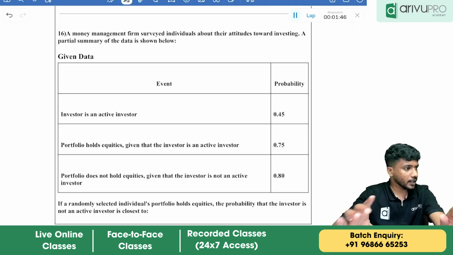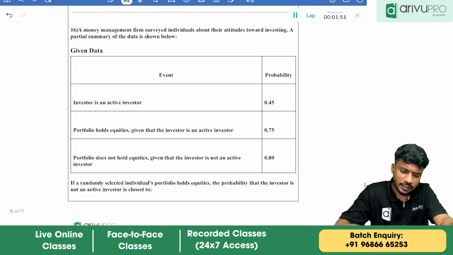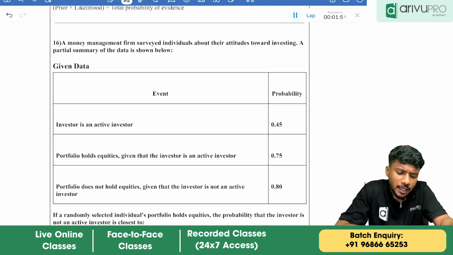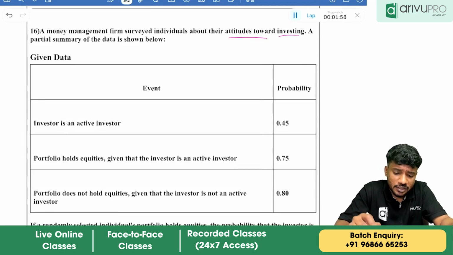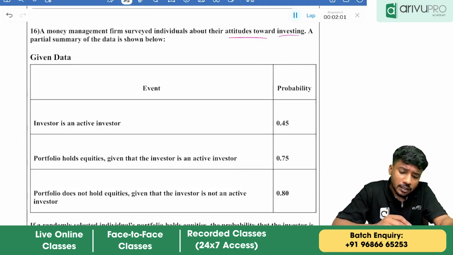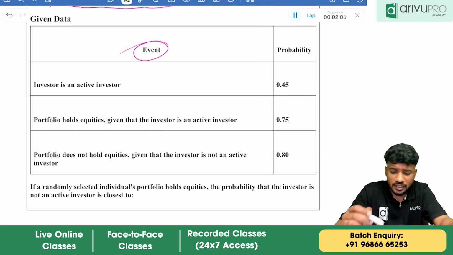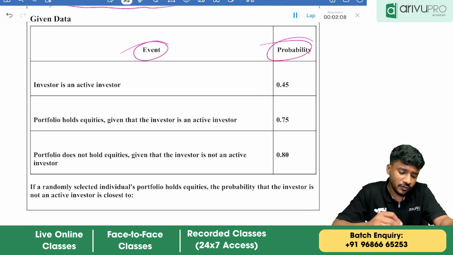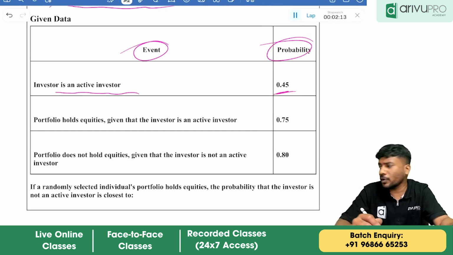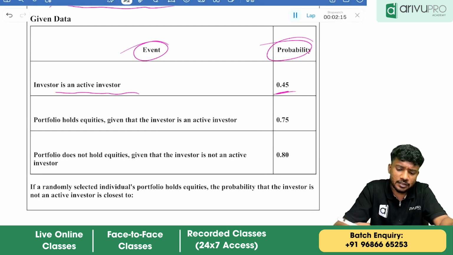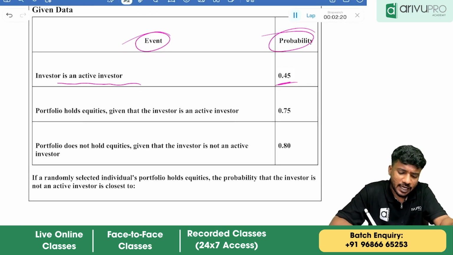Look here. We'll go with the tree method given the question. A money management firm surveyed individuals about their attitudes towards investing. A partial summary of the data is given below. The events are given, and the probability also is given. The event is that the investor is an active investor. The probability is 0.45, or I can say it is 45%. Then the portfolio holds equity given that the investor is an active investor.